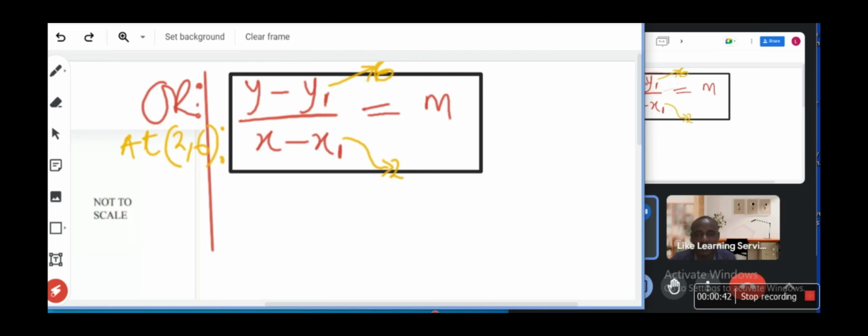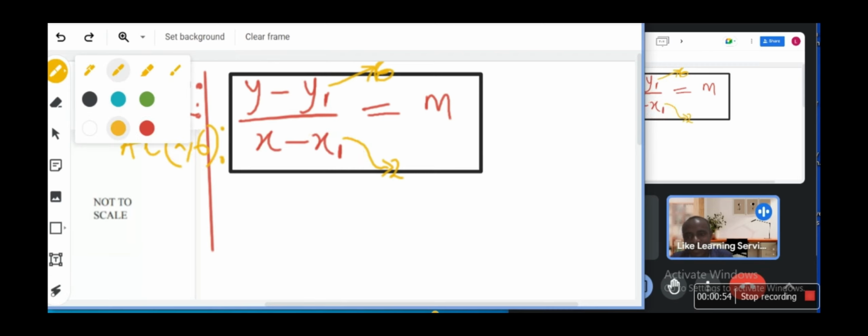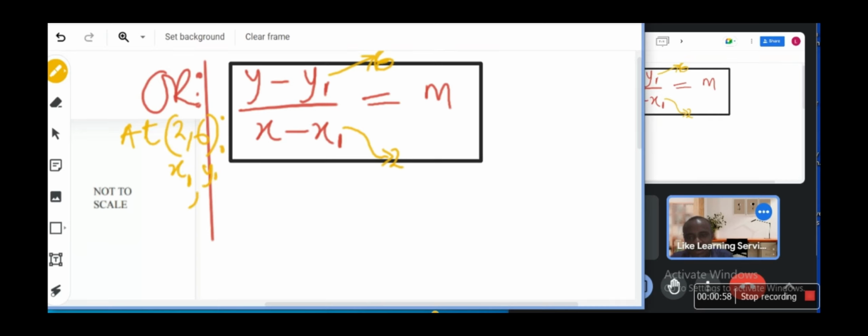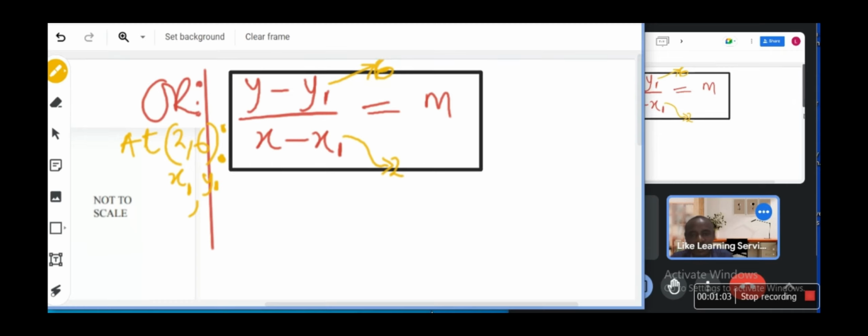Y minus y1 over x minus x1 is equal to m. The y1 and the x1 are the coordinates. 2 is the x1, 6 is the y1. So we just substitute them into this equation. Of course, the slope is 7, you remember? Yes, sir. Okay, so we just substitute.